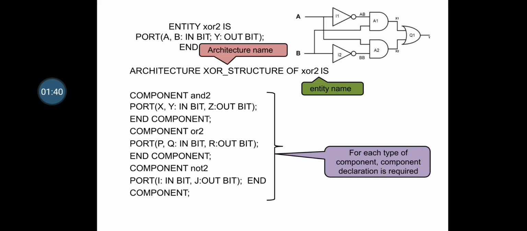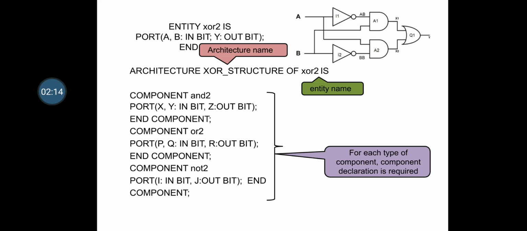You can see here entity, and XOR2 is the name of the whole circuit, and the ports A and B are the input ports, declared here as in, and since each is a single bit, we declare the type as bit. Then Y is the output, so you declare it as out, and since it is also a single bit, it is declared as bit here. Then end entity, semicolon.